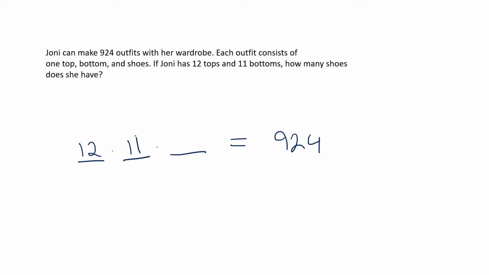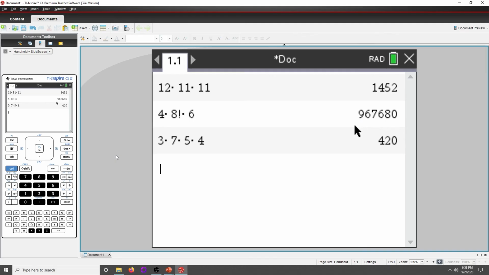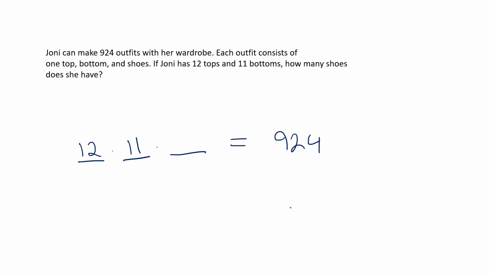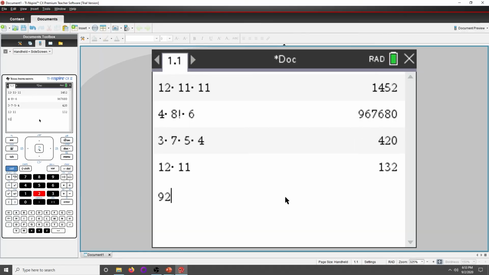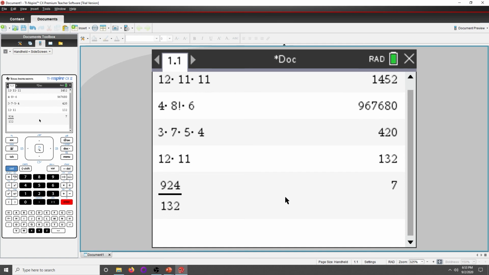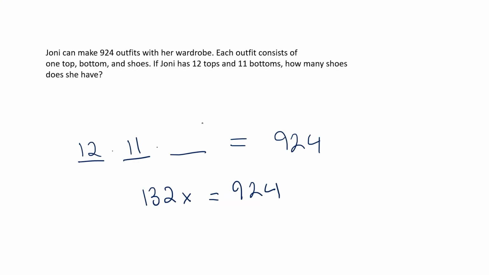So 12 times 11, I believe, is 132. So then we're going to take that 132 times some other thing equals 924, and we'll divide it out. And it's 7. She has 7 total options for shoes. So that would be your correct answer choice.